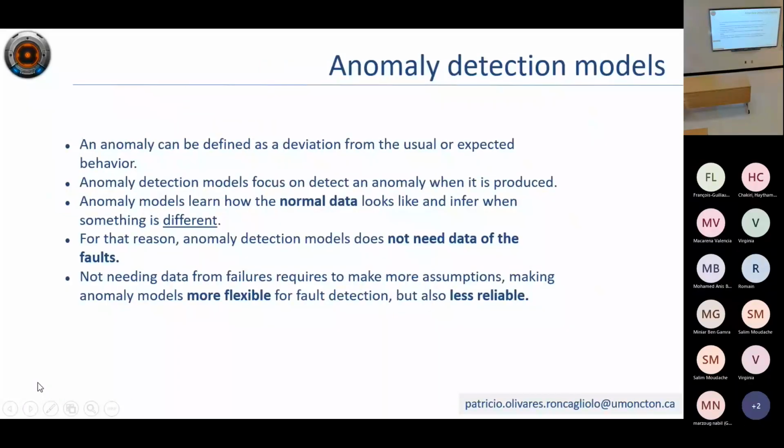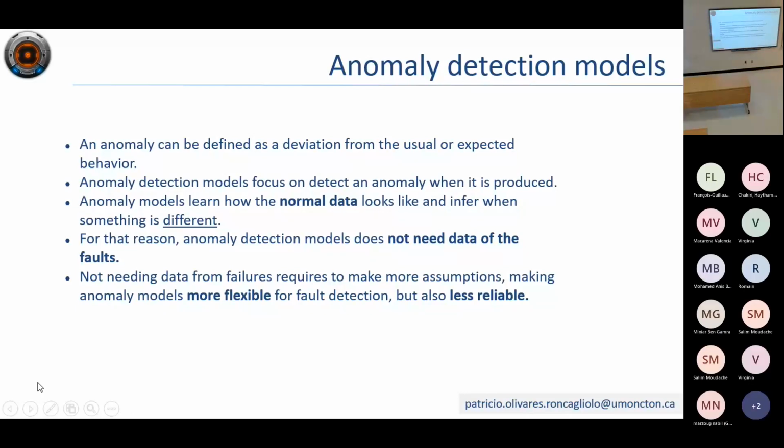So let's define at first what is an anomaly. How can we define an anomaly? An anomaly can be defined as a deviation from the usual or expected behavior. In that sense, that could be, for example, a weird event in your system. It could be a misbehavior in any signal that you are trying to acquire. A broken component, for example, will be a deviation from the expected shape of your components. So it could be anything defined as a deviation of what you are usually expecting from your system.